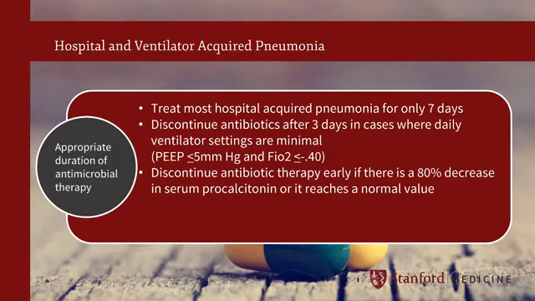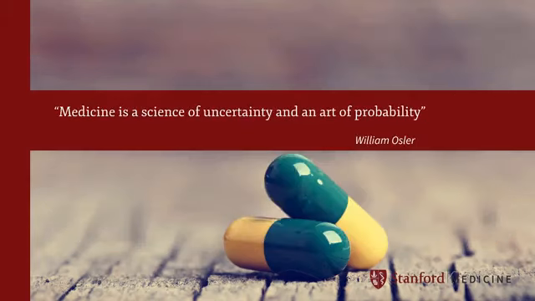The clinical pulmonary infection score has also been used to discontinue antibiotics at 3 days, but its usefulness has recently been questioned. Decision-making regarding starting and stopping antibiotic therapy is more often than not fraught with ambiguity because of inadequate data. As William Osler said, medicine is a science of uncertainty and an art of probability. We can nonetheless optimize our approach by utilizing the principles of antibiotic therapy.